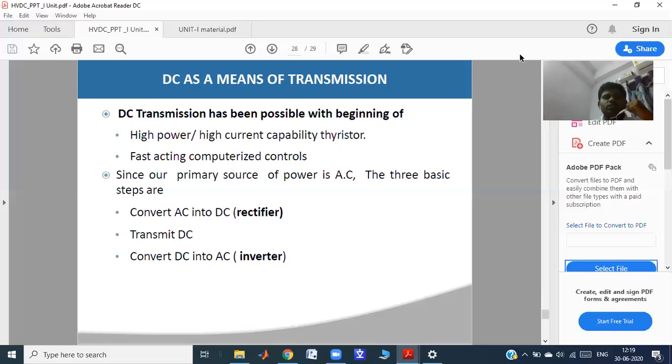Since our primary source of power is AC, there are three basic steps. The first one is the sending end converter, which is nothing but a rectifier. It converts the AC into DC. Next, that DC voltage will be transmitted over long distances. Then the receiving end converter station is called the inverter. Again, it converts the DC into AC towards the distribution grid side.